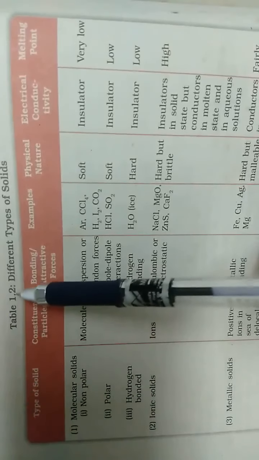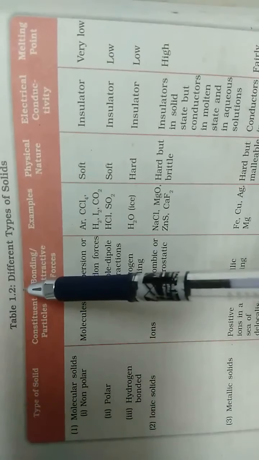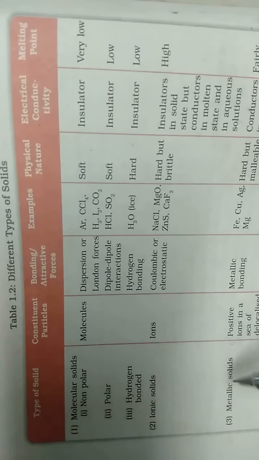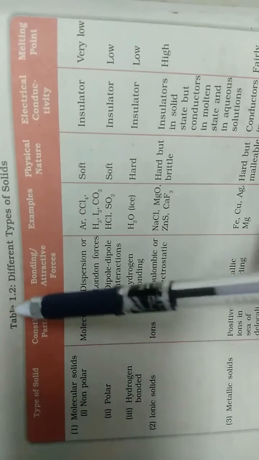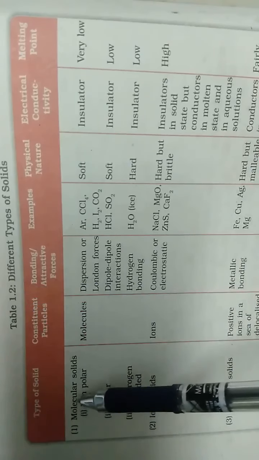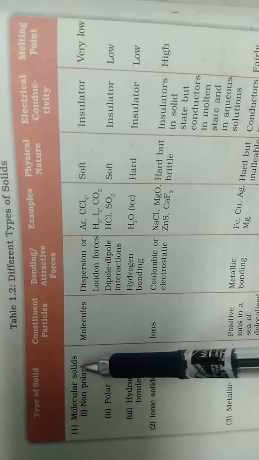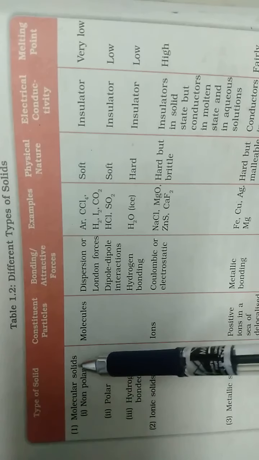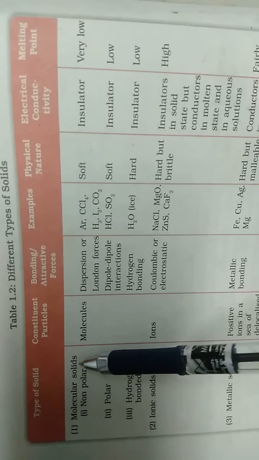From your textbook, in table number 1.2, the different types of crystalline solid are discussed. So first type of crystalline solid is molecular solids. In molecular solids, constituent particles are molecules. The molecular solids are made up by molecules.